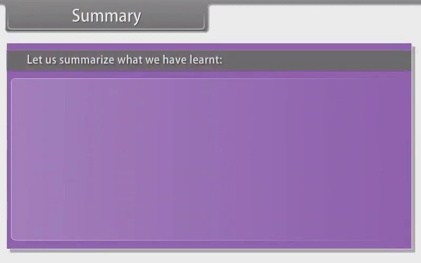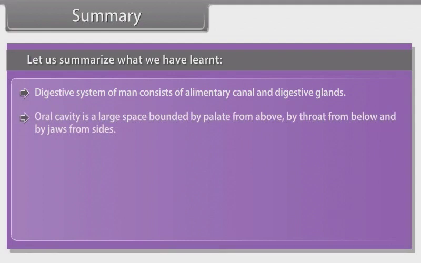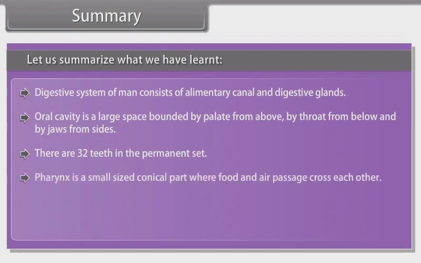Summary. Let us summarize what we have learned. Digestive system of man consists of the alimentary canal and digestive glands. Oral cavity is the large space bounded by the palate from above, by the throat from below, and by the jaws from the sides. There are 32 teeth in the permanent set. Pharynx is a small-sized conical part where the food and air passages cross each other.